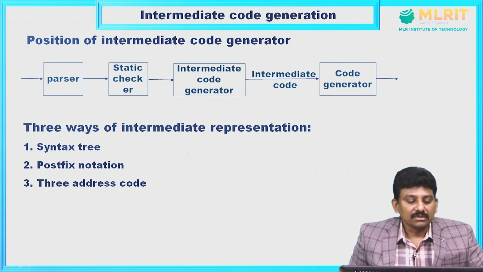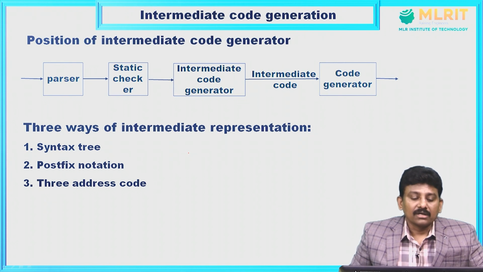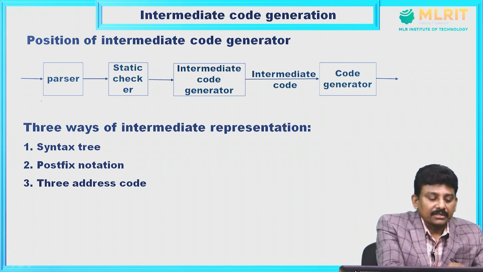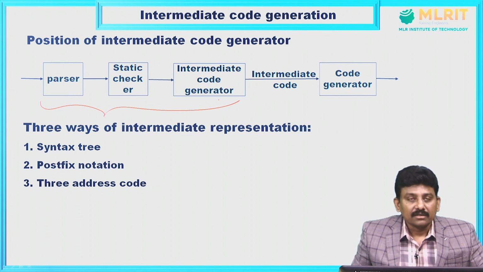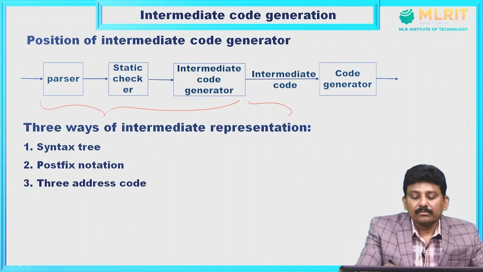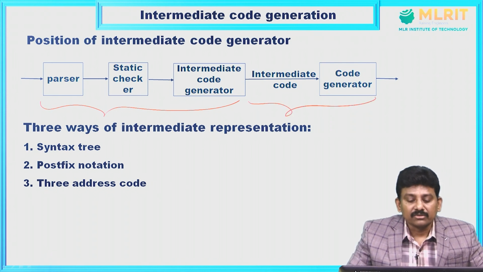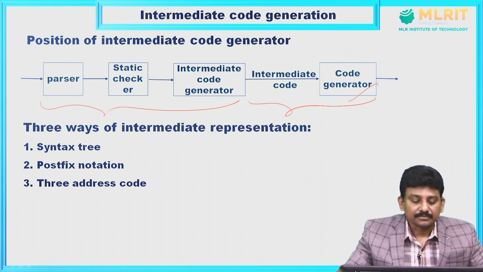Next, the position of the intermediate code generator. The front end deals with lexical analysis, parsing, and static checking, and also generates the intermediate code. So, the intermediate code generator belongs to the front end of the compiler. Then the back end will convert this intermediate code into target code by using the code generator.